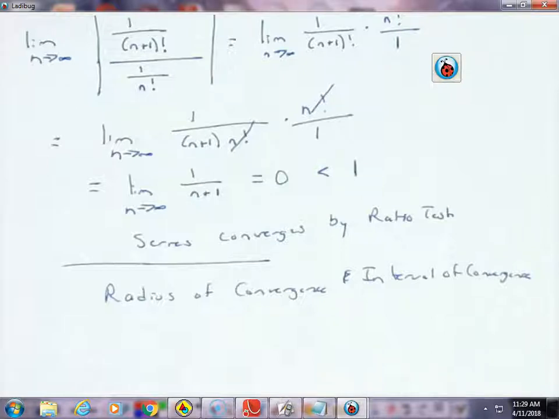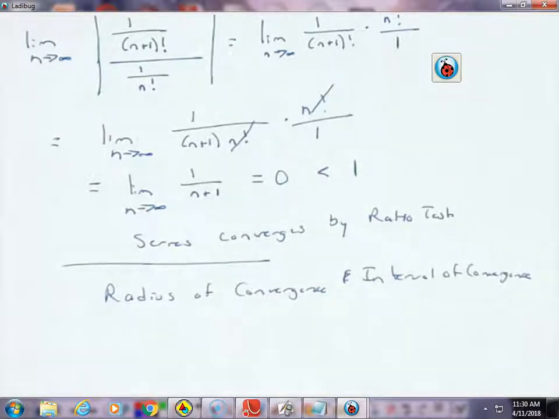Okay, so we'll probably have to do a different review on that, but that ratio test is what you use. When you're testing endpoints, you can use any of your tests. Okay, another thing, the time that they ask us to find radius of convergence and interval of convergence is after we have found a Maclaurin or a Taylor series.